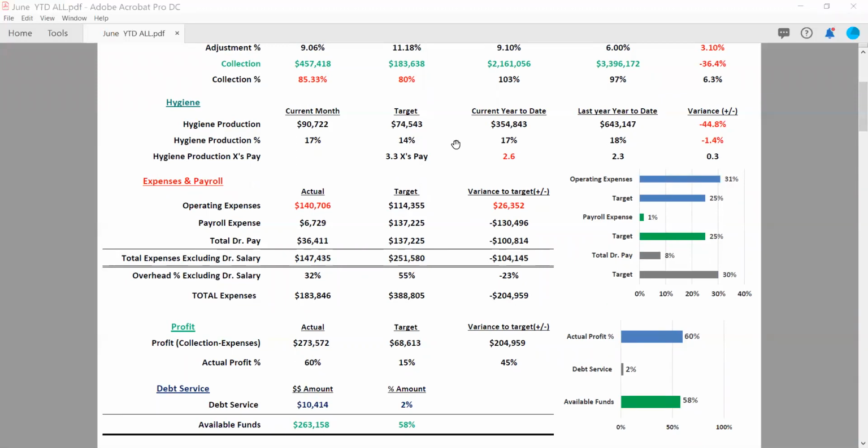This is all pretty straightforward, I feel like. As you guys know, our target's 3.3. Current year to date numbers are here, last year to date, and then variance. So again, similarly to the top section, I look at some high level things like is the hygiene department growing? Is that correlating to the net production growth in the practice?